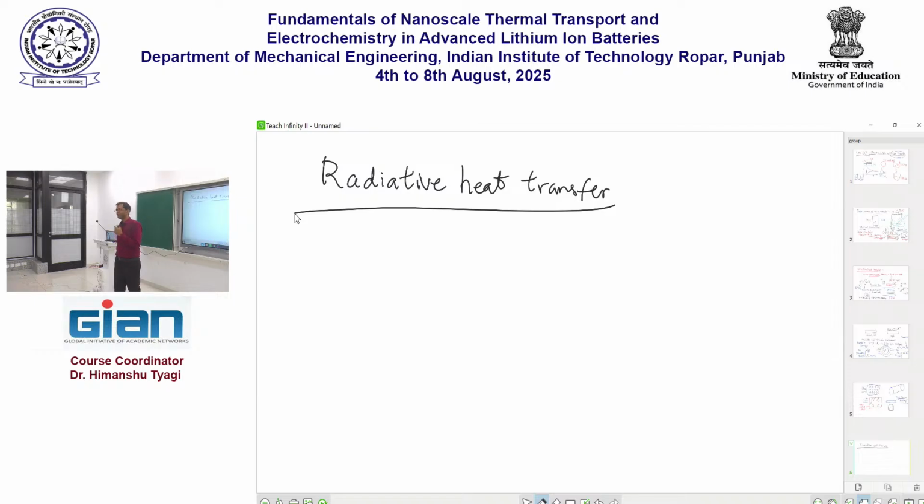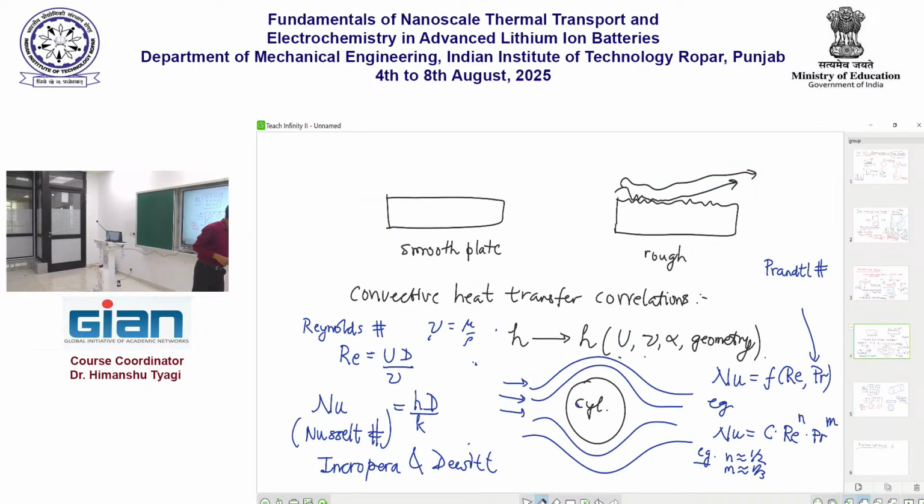For a lot of applications of lithium ion batteries, radiative heat transfer is not the dominant process. Conduction and convection are much more vigorous and strong compared to radiative heat transfer, and for that reason we will not discuss this too much in our class. For the purposes of thermal management or heat transfer in a battery, conduction and convection are the most important processes.